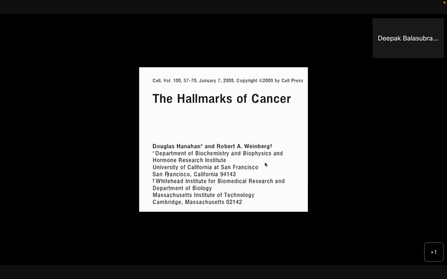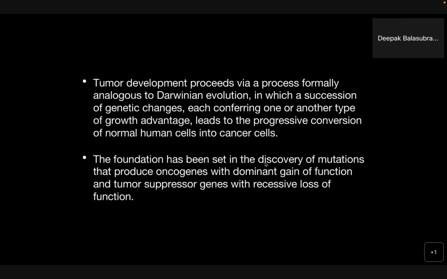Now, this is a very important paper that I suggest all of you read. There have been multiple revisions of this paper. It's by Hanahan and Weinberg. It has tens of thousands of citations in different journals and by different other authors. So it's one of the most important things that you have to read as an oncologist.